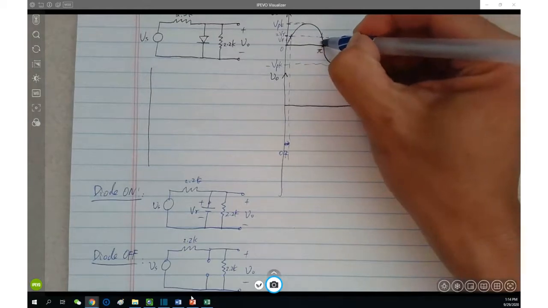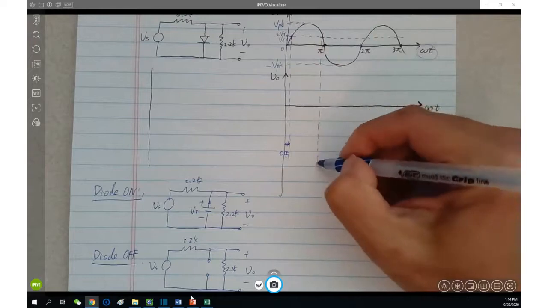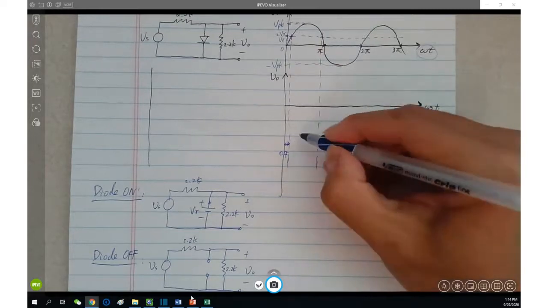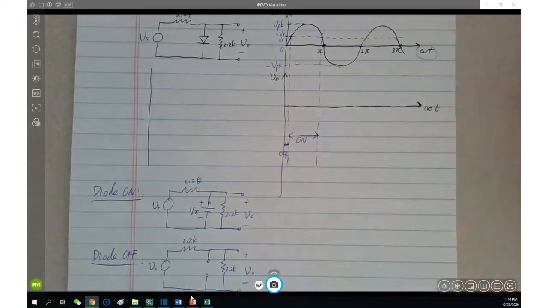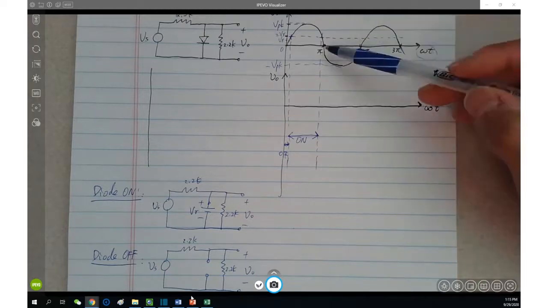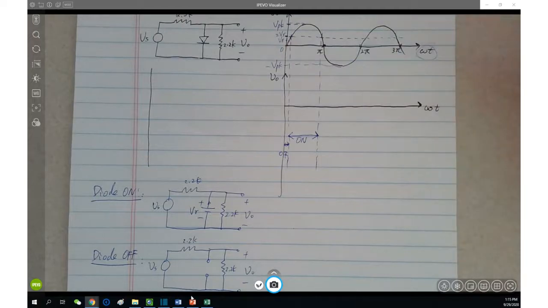So here, the diode is going to be turned off. And before that, within this time window, the diode is on. So it's not exactly at the zero crossing, even though it's close. It's not very far from the zero crossings here, pi, and here, 0, but it's not exactly there.